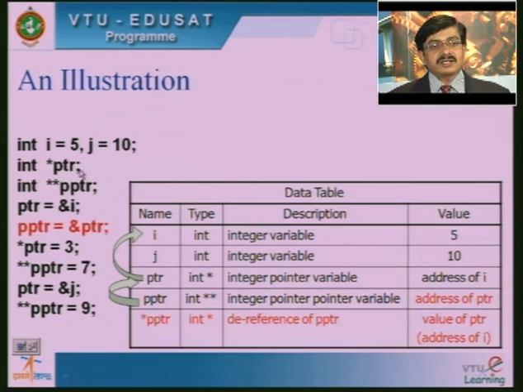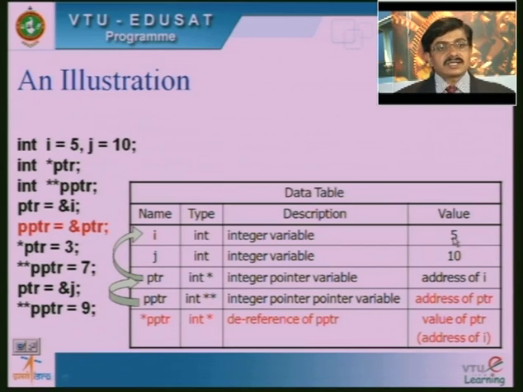It is an integer pointer, so it is holding the address of an integer here, and pptr is a pointer to a pointer to an int. So, here pptr is holding the address of ptr. Now pptr is pointing to ptr, which in turn is holding the address of i. So, we can see here that the pptr value is the address of ptr, and the ptr value is the address of i, and at the address of i we can find the value 5.